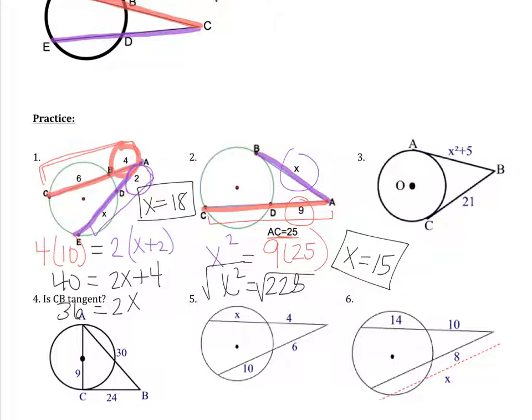Let's look at the next one. Keep in mind, all of this takes practice and memorization. That's all we can do. Next one. Hey, that's my party hat theorem. Here's a party hat. What do you know about party hats? Well, they're congruent. So I could say x squared plus 5 equals 21. So I'm going to subtract 5 on both sides. I get 16. Square root, x equals 4.